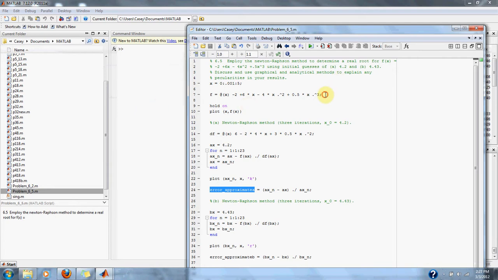So, here's our function f(x). Here's our range of x's from 0 to 5. And here's our graph. Here we take the derivative of our function and apply the Newton-Raphson method in our loop for 1 to 23 iterations for our initial guess of 4.2. And in part B, we do the same, except our initial guess is 4.43. So let's run it.